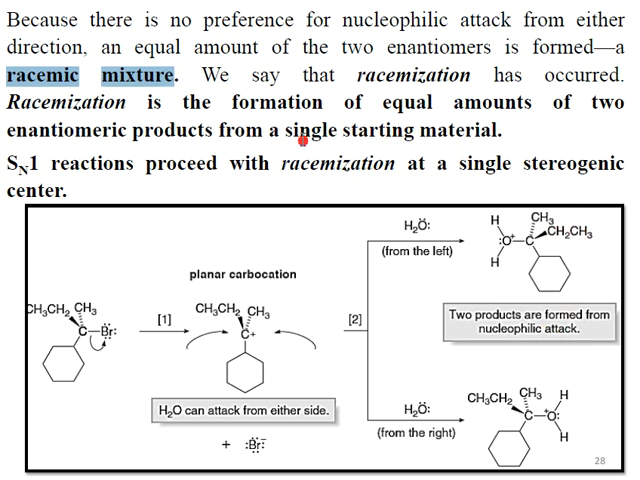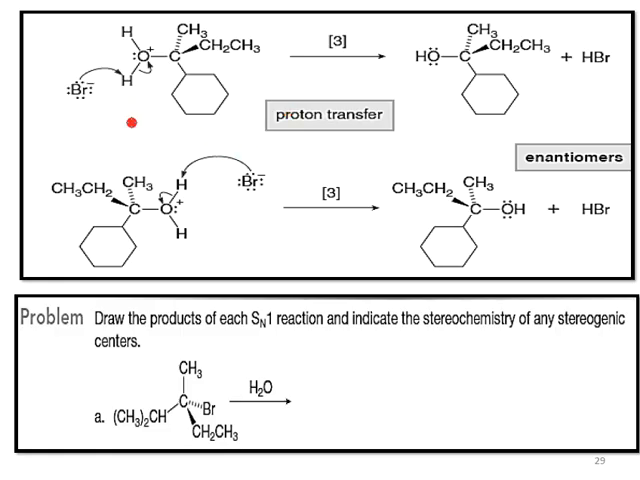And the SN1 reaction proceeds with racemization at a single stereogenic center. Here the racemization means a racemic mixture, 50 to 50. After the nucleophile attacks the carbocation, the compound tries to remove the positive charge on the oxygen by an acid-base reaction, removing the proton and giving you the product.